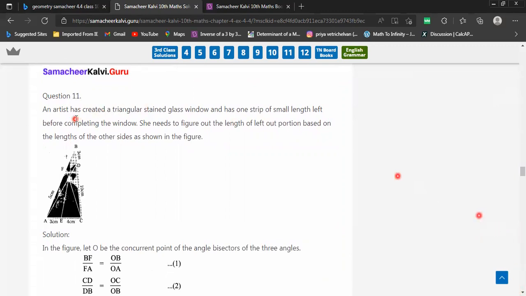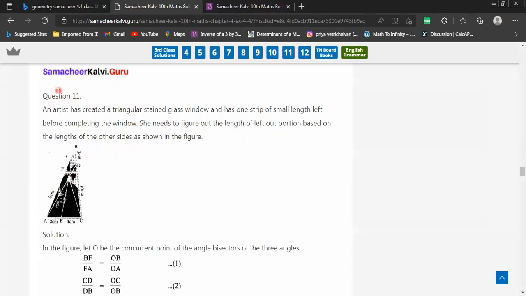An artist has created a triangular stained glass window and has one strip of small length left before completing the window. She needs to figure out the length of the left out portion based on the length of the other sides as shown in the figure. This is the given figure.